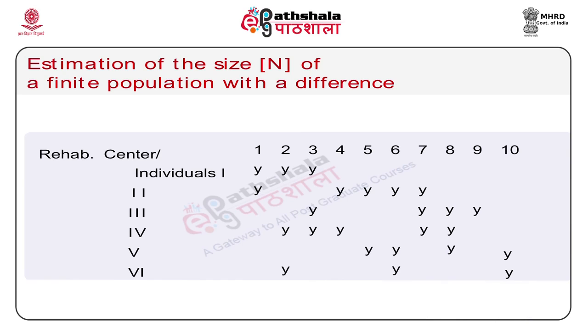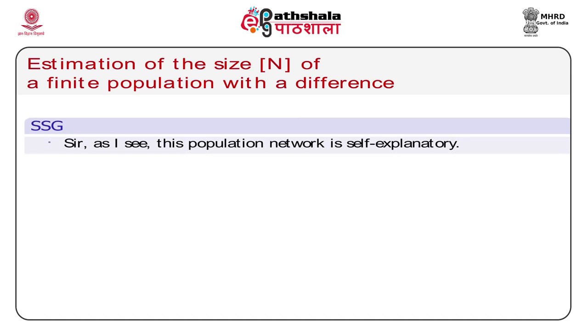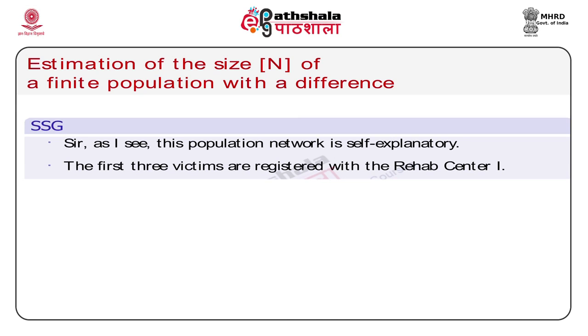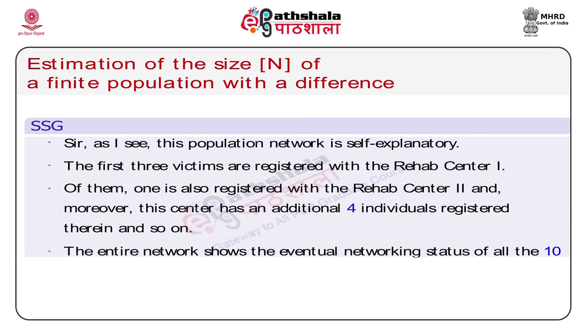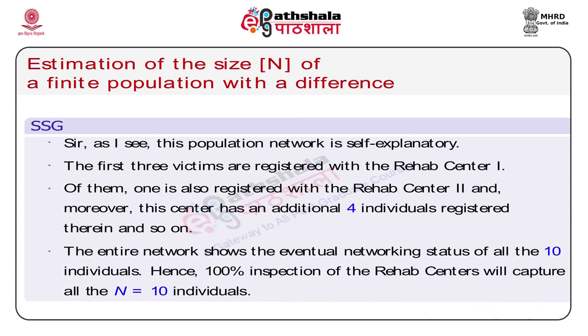So, rehab center 1, 2, 3, 4, 5, 6, individuals 1, 2, 3, 4, etc. up to 10, Y means yes, present there. That is the network. As I can see, this network is self-explanatory. The first 3 victims are registered with rehab center 1. One of them is also registered with rehab center 2, and moreover, this center has an additional 4 individuals registered therein, and so on. The entire network shows the eventual networking status of all the 10 individuals. Hence, 100% inspection of the rehab centers will capture all the 10 individuals.